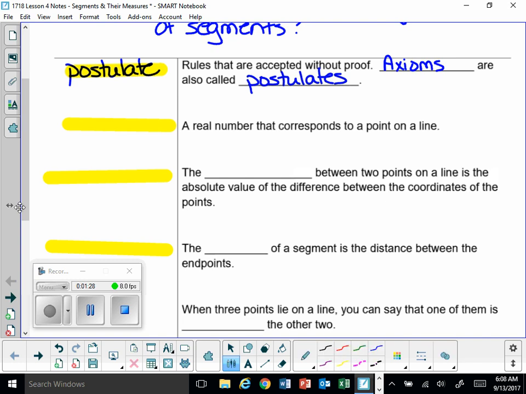Another vocabulary word today is a coordinate. That's any real number that corresponds to a point on a line. So let's sketch a quick number line here. If I ask you for the coordinate of the red dot, you would tell me -1.